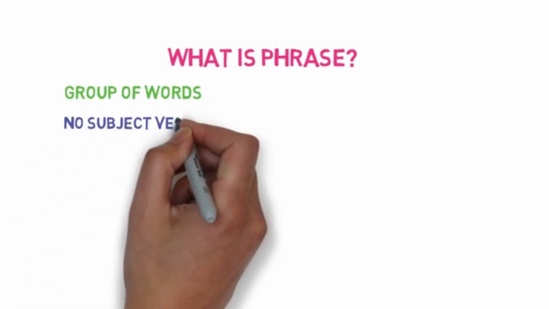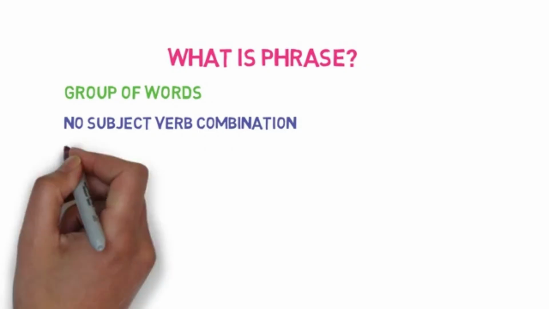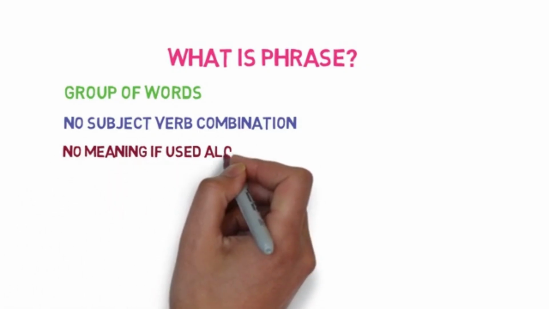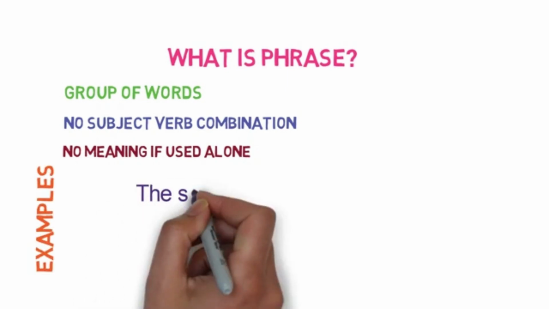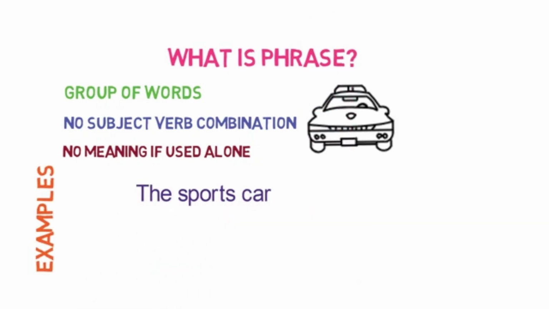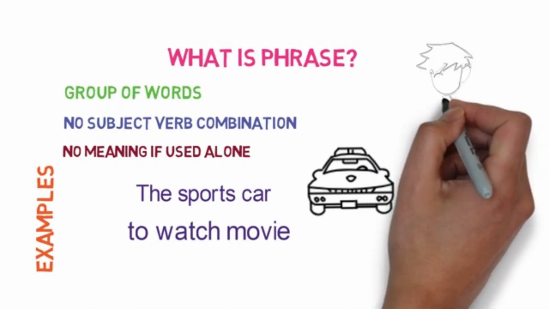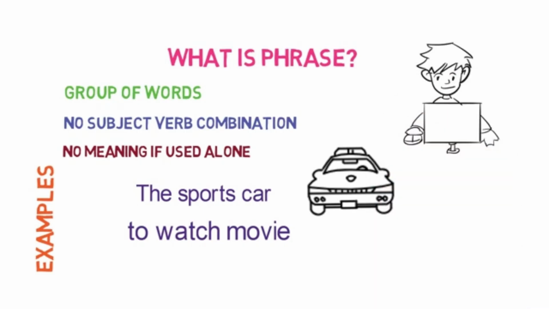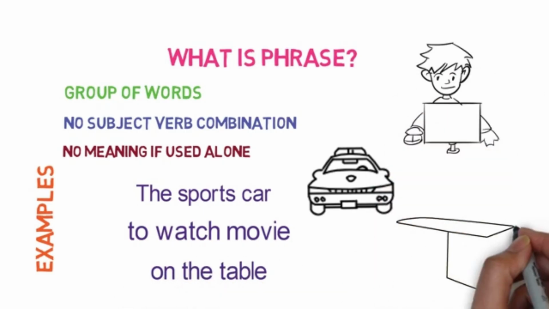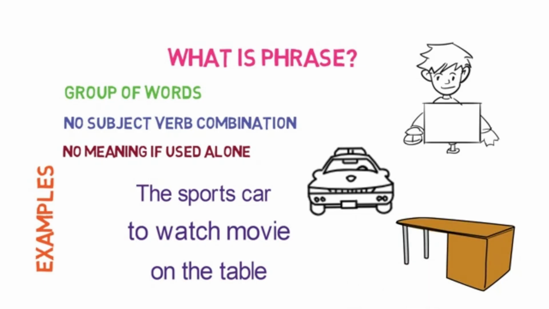First we will go with phrases. What is a phrase? A phrase is a group of words with no subject-verb combination. It doesn't have any meaning if it is used alone. For example, the sports car. It is a group of words with a noun and an adjective. Watch movie. It is a group of words having a verb. On the table. It is a group of words having a preposition and noun, but it doesn't have any meaning if it is used alone. So phrases are actually groups of words which are used as a single unit in a sentence.